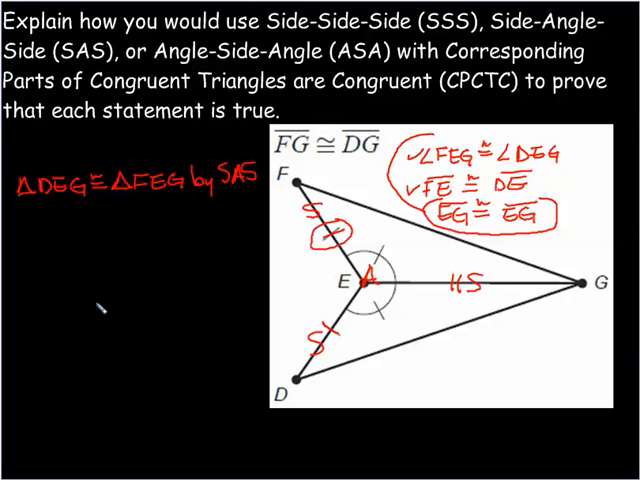Okay, so therefore, since we know those triangles are congruent, FG is going to be congruent to DG by corresponding parts of congruent triangles are congruent. Okay, so that means these guys up here have to be congruent to each other. And these guys over here, they have to be congruent to each other.